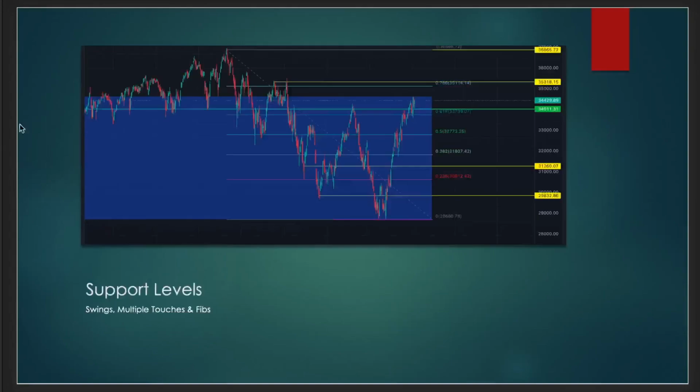Besides the trend, you need to be able to identify support levels, and we talked about swing points. We also talked about multiple touches and the fibs. Fibs help you, and I usually add them in the end. After I've added the swings and the multiple touches, I'll draw from the all-time high to the all-time low, or the 52-week high to the 52-week low.